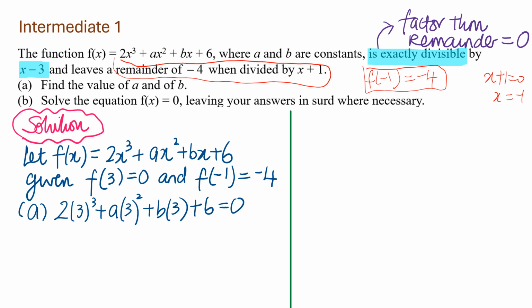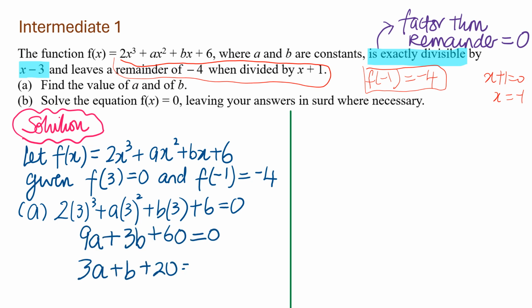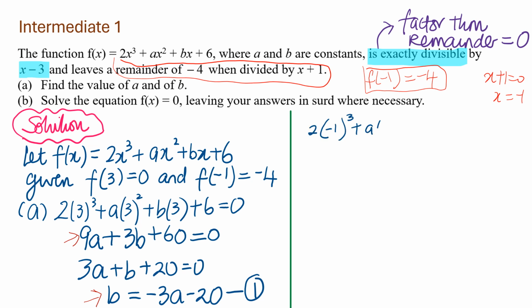First one is to substitute all the x terms with the value 3, equate it to 0, simplify it, and divide. Here, what I've done is I divide by 3 throughout to get 3a plus b plus 20 equal to 0. And I make b the subject because I'm going to use substitution method to solve these two simultaneous equations. And the second equation is where I substitute my x to be negative 1 equals to negative 4.